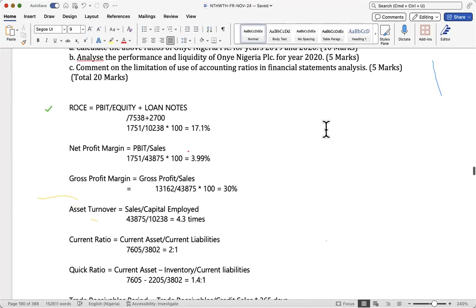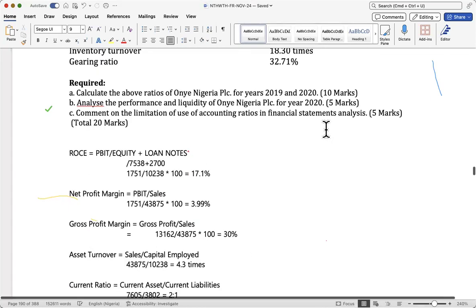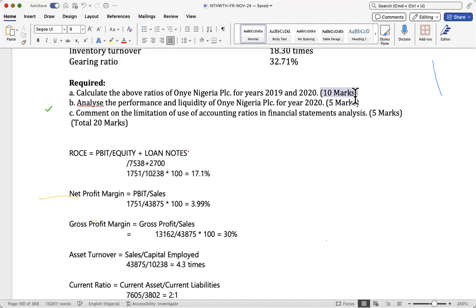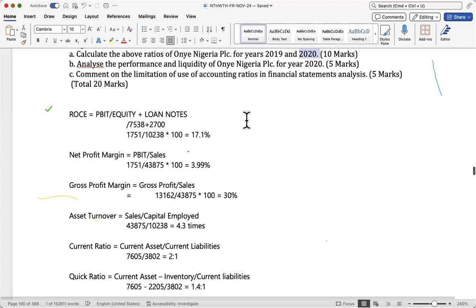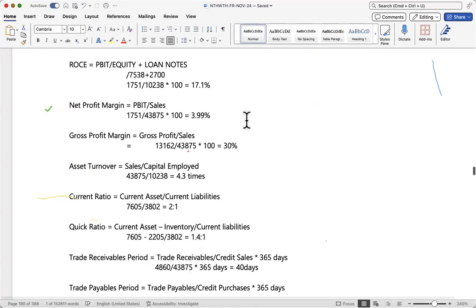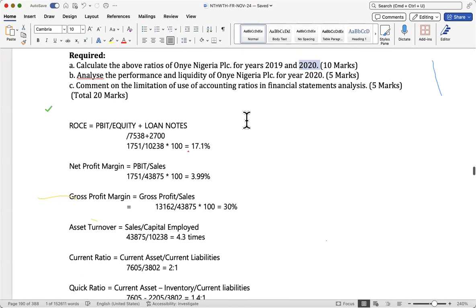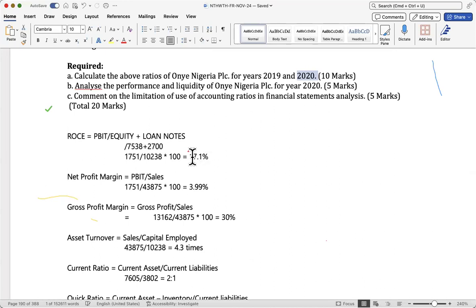Okay, so you are still fighting for 10 marks here. They only wanted you to compute the ratios for 2019 and 2020. You have only computed for 2019. So the same thing I did for 2019, do for 2020, and you get 10 marks. Now they want you to analyze the performance and liquidity, just analyze each of these ratios one by one, year by year.